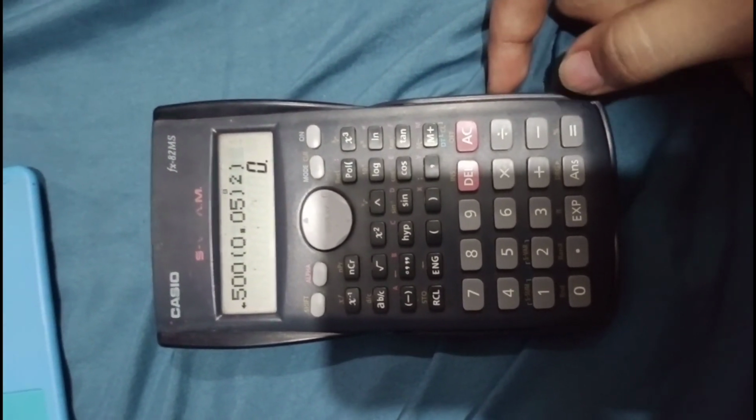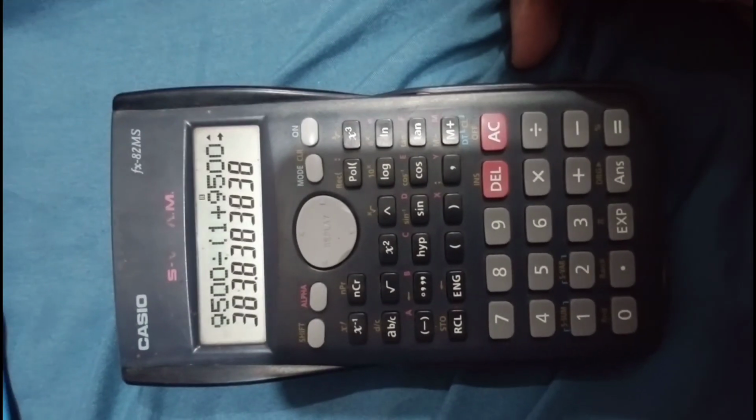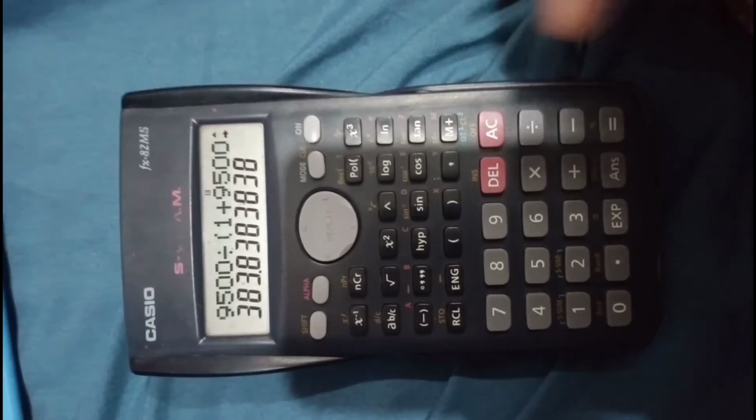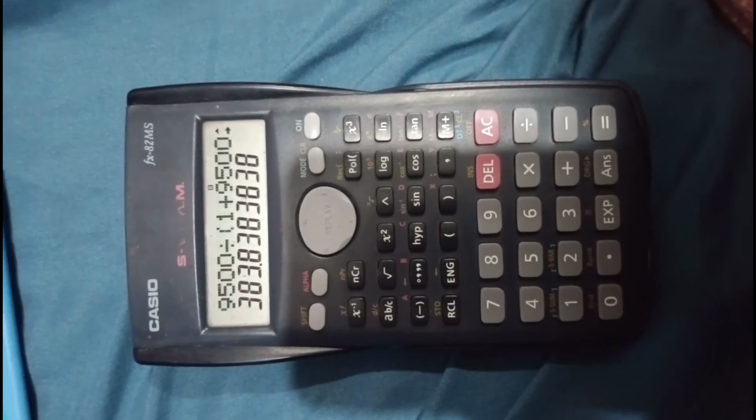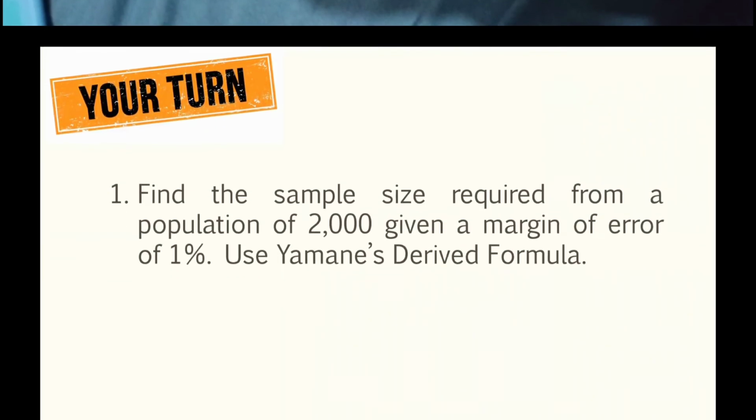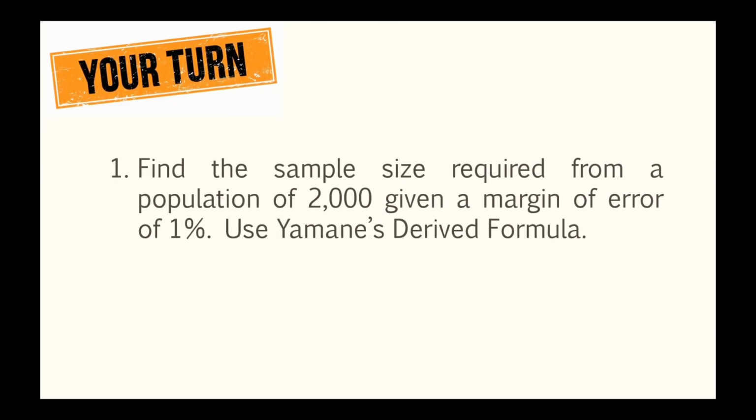So, and then press equal sign. The answer is 383.84 kung ira-round off natin. Now, it's your turn. Find the sample size required from a population of 2,000 given a margin of error of 1%. Use Yamane's derived formula.